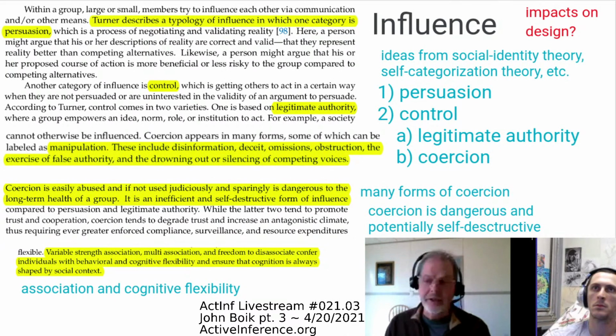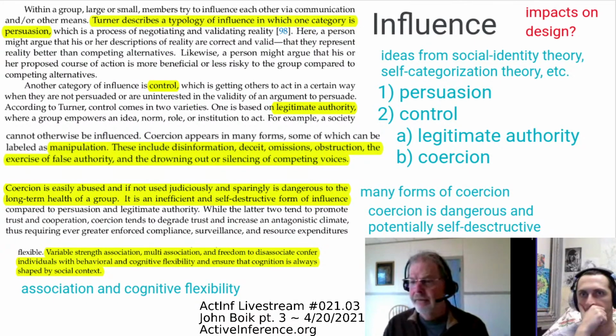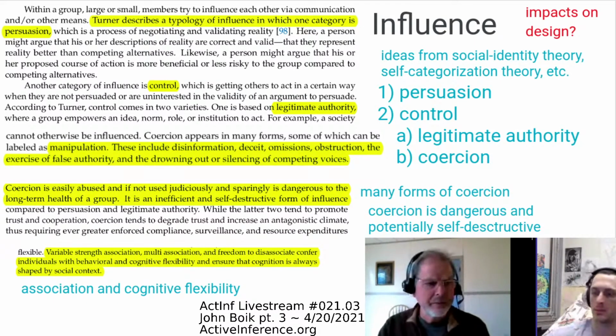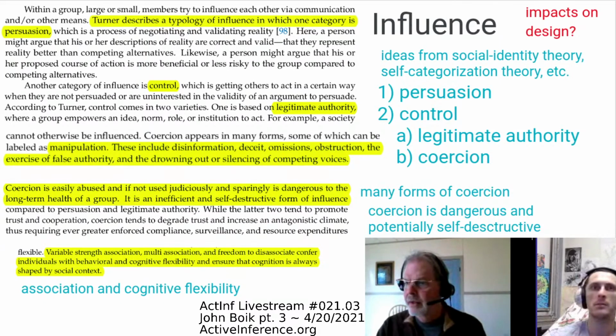And then there's coercion, which is more of a confrontational form of influence, where you maybe force someone to behave in a certain way, or to act in a certain way. And there's various forms of coercion that can occur, including various forms of manipulation. I'll just list a few, but that could be disinformation, deceit, omissions, obstruction, the exercise of false authority, drowning out or silencing of competing voices, or various things. So, this is rampant in our societies today. You turn on the TV and you'll see evidence of all of these.